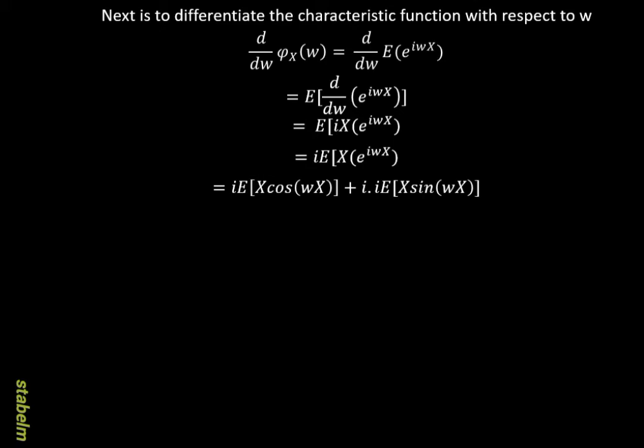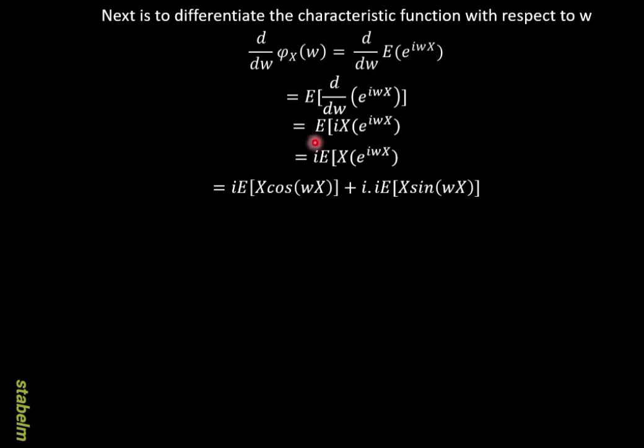Now what we did here is that we know the expansion of e^(iwX) is what led us to this cos wX, then imaginary i sin wX. But already we have this X here, so we multiply by the expansion, that's why we have X cos wX and X sin wX. And for the sine, this i is part of the expansion.